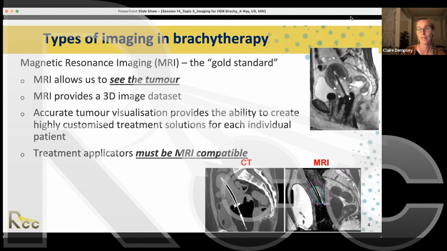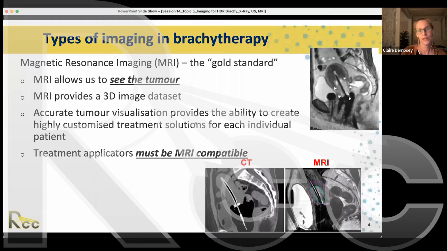So MRI is pretty amazing. And if you have access to it, I know it's not something that everybody has access to, even in more developed countries. So, you know, I'm very lucky that in my clinic, we have an MRI and we can use that freely. So MRI, like CT, provides us with a 3D image data set, so we can see complete volumes of the patient and different orientations as well. So you can get your coronal, your sagittal, and your transverse slices as well.